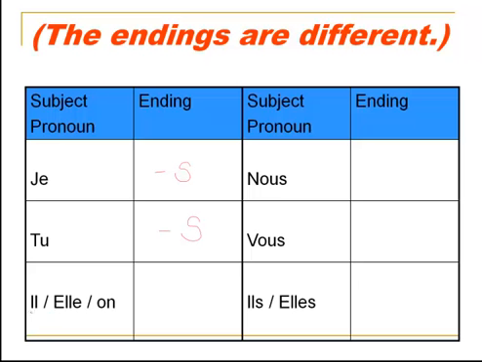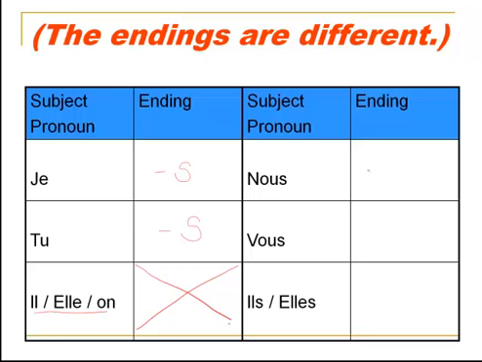Now, if your subject is il, elle, or on, you actually just use the stem. So there isn't actually an ending that you add in place of the RE for RE verbs in the third person singular. So I don't know what you want to put in this spot in the chart. I don't know if you want to put an X or if you want to write down there's no ending, but you'll just use the stem when your subject is il, elle, or on.